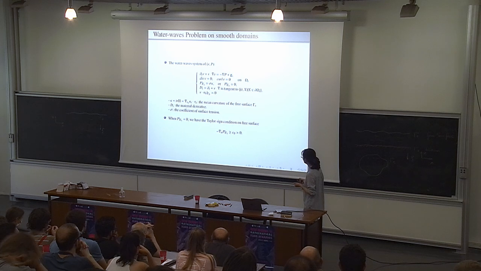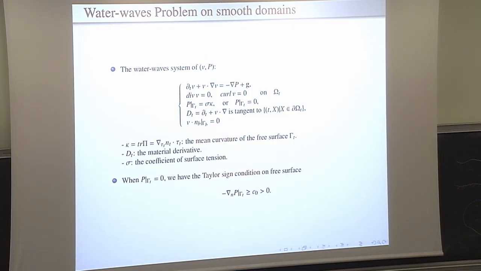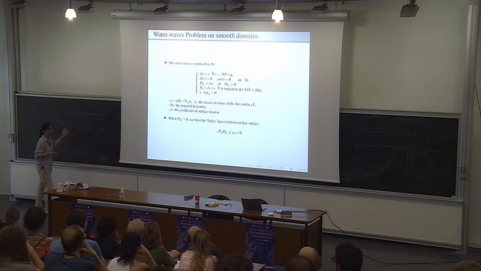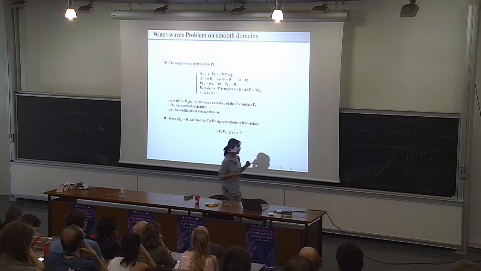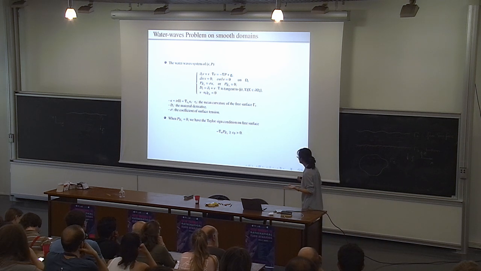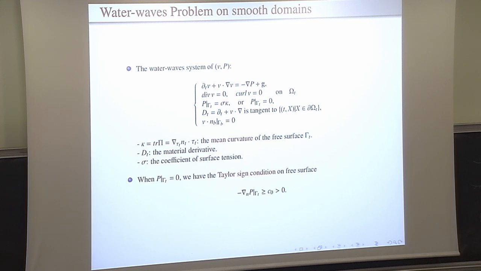When there is no surface tension, for example, in Davinan's results about local well-posedness for the water wave problem in a strip domain like this, he has a Taylor sign condition on the free surface: the normal derivative of the pressure, with a minus sign, is strictly positive. Firstly, Sijue Wu proved that this holds for the 2D half plane case, and then Davinan showed that it also holds for this case. And I guess most of the time we don't need to assume that the Taylor sign condition holds, and it can be proved.